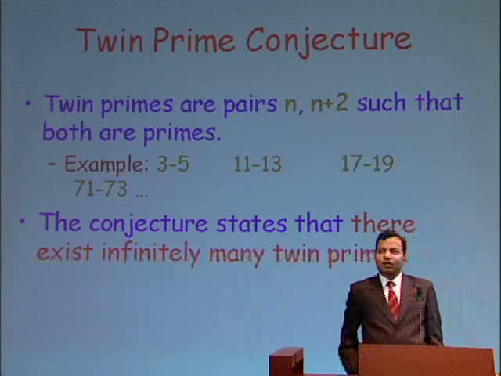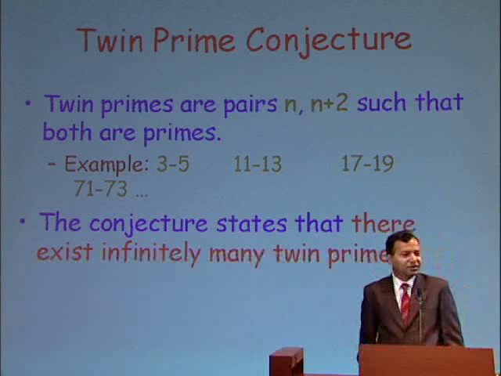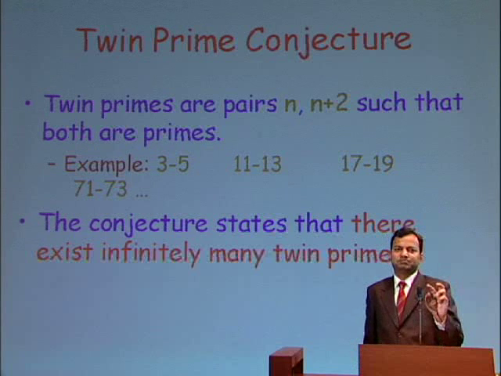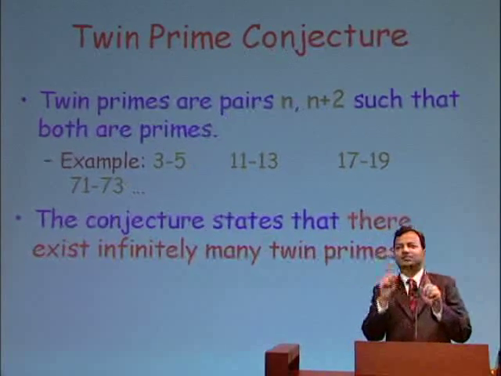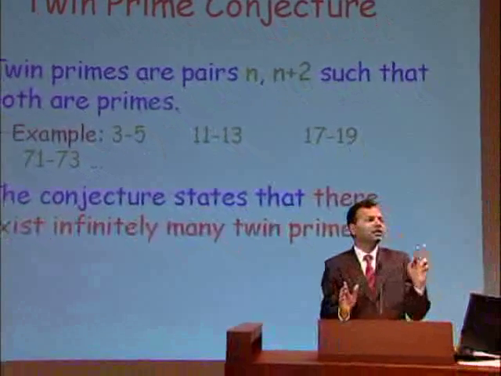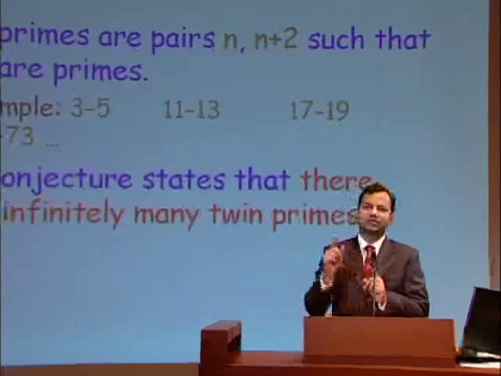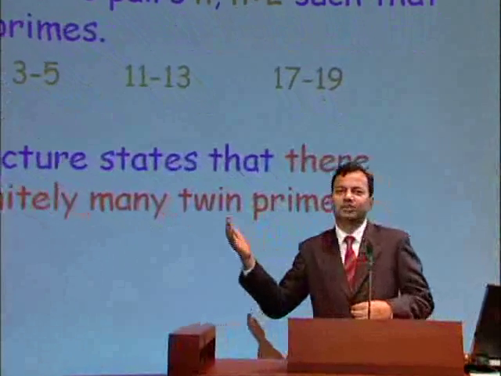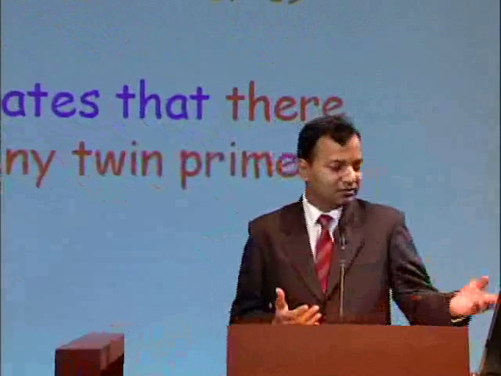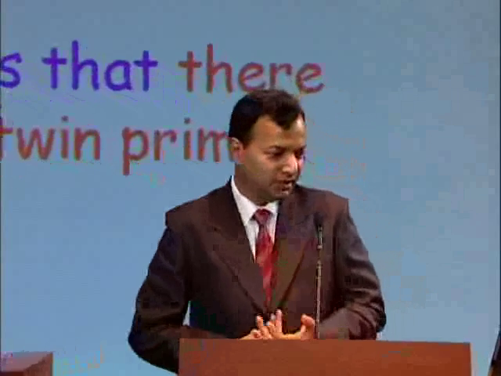Another interesting conjecture is the twin prime conjecture. Now, twin primes are pairs of prime numbers of the form n and n plus 2. Now, if n is prime, then n plus 1, except for one special case, cannot be prime. So 2 and 3 are the only cases where both consecutive numbers are prime, because otherwise one of n and n plus 1 has to be even, so it can't be a prime number. n and n plus 2 can both be primes, and these are called twin primes. The conjecture says that there exist infinitely many twin primes. We don't know how to solve that.